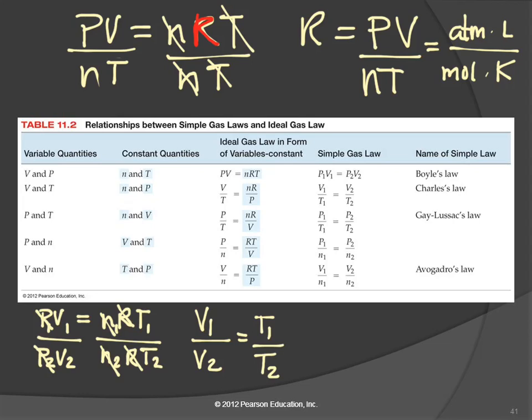We can rearrange that into V1 over T1 equals V2 over T2. I won't go through all the steps. But this is that. And you can get all of those this way. I don't think your book shows you how to do that. PV equals nRT divided by PV equals nRT. Cross out the things that don't change, and you have your equation.